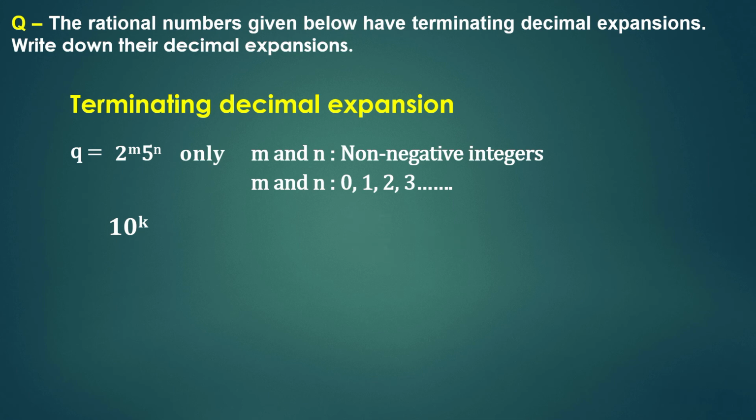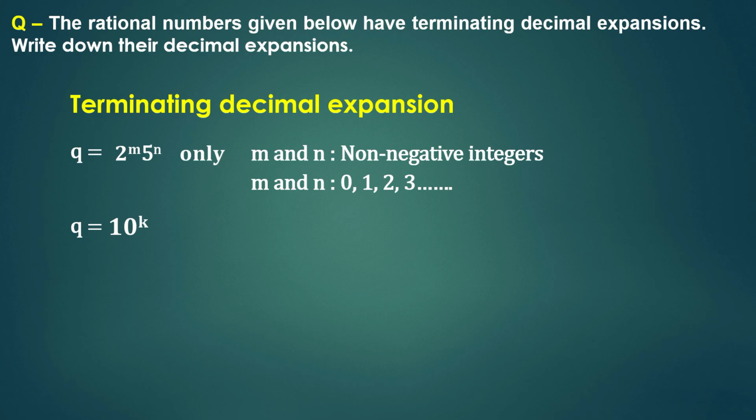Similarly, if we have the number 56,785 divided by 10 to the power 7, we can find its decimal expansion by shifting the decimal point 7 places to the left, because there are 7 zeros. So, we can conclude that if we have a fraction of the form p by q and the q is of the form 10 to the power k, then we can find the decimal expansion easily.